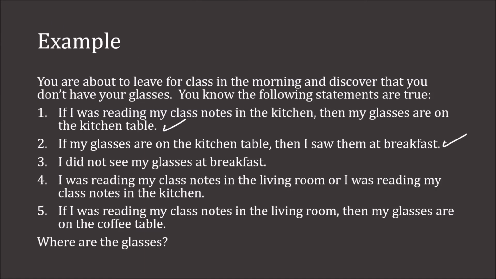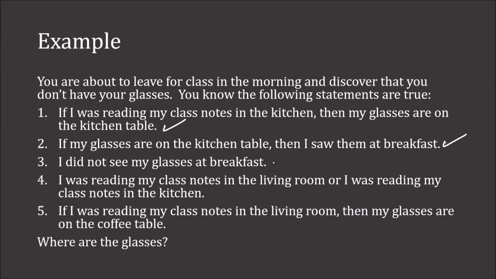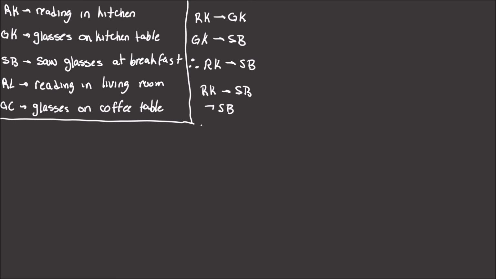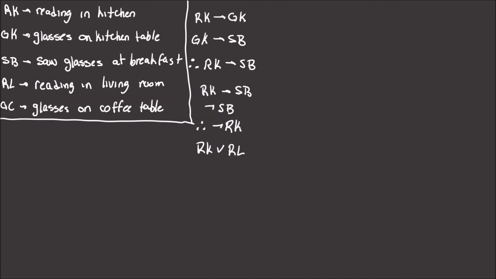The third statement says that we did not see the glasses at breakfast. So we have not SB. That now takes care of statement 3. Therefore, by Modus Ponens, we can conclude we were not reading in the kitchen. The fourth statement said we were reading notes in the kitchen, or we were reading notes in the living room. But we just showed that we were not reading in the kitchen. Therefore, by elimination, we must have been reading in the living room.